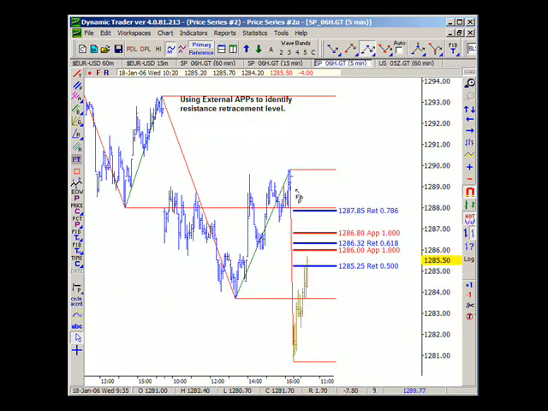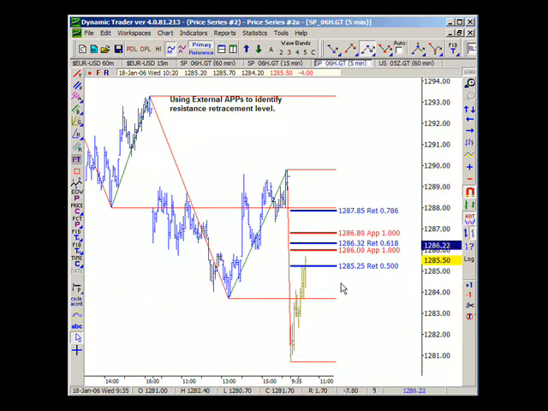And let's see what we have. Let's get the chart cleaned up a bit. So we've made the 100% alternate price projection of this swing up that was made back a day or two before, and then for the swing up that was made the day before, and we're making those projections from the low made so far the current day.